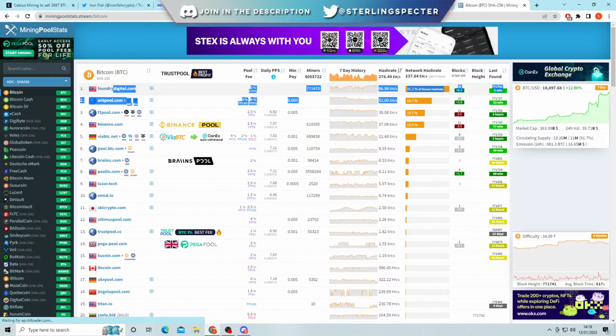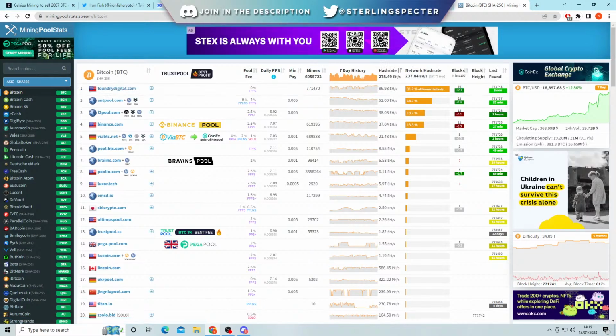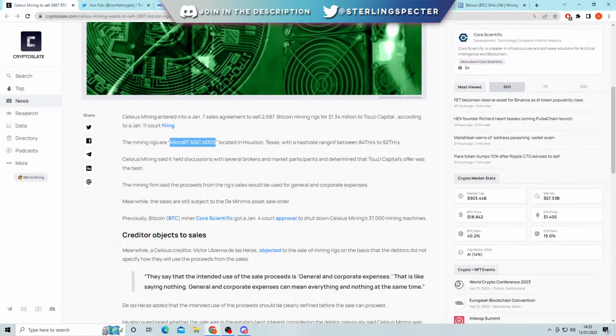Okay, so I think it's talking about Foundry and Antpool basically having 50% of the hash rate. So if both of them got hacked at the same time, in theory, you would lose. Well, you could, in theory, attack the network, but it's unlikely that's going to happen. Anyway, let's continue.